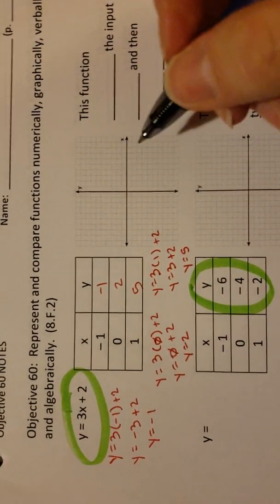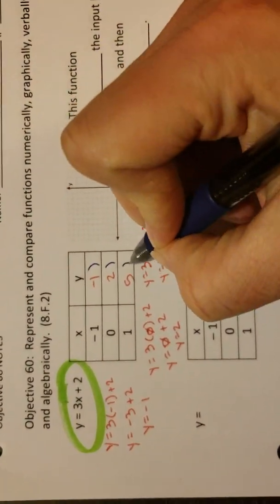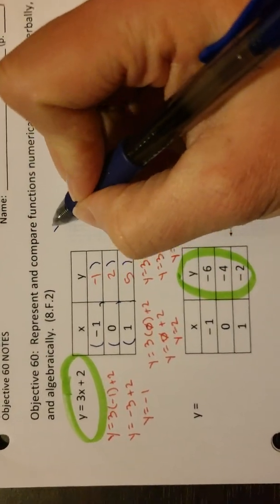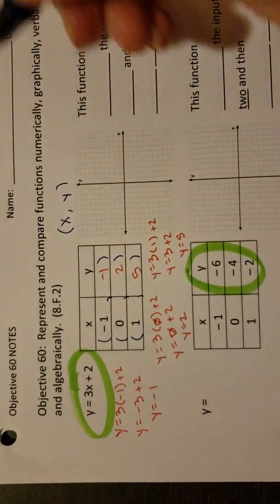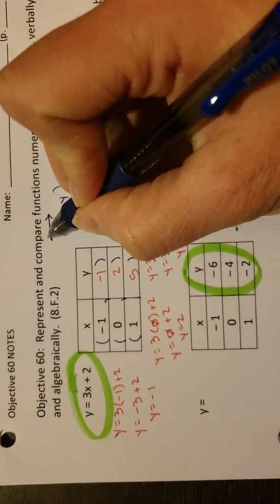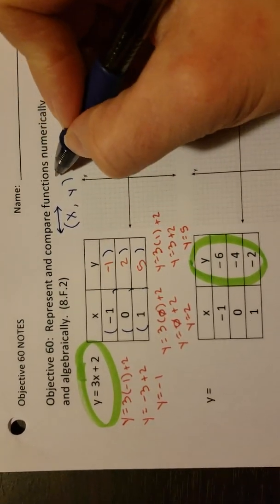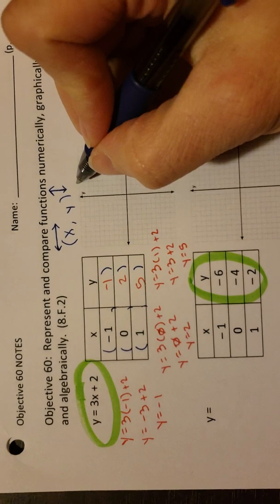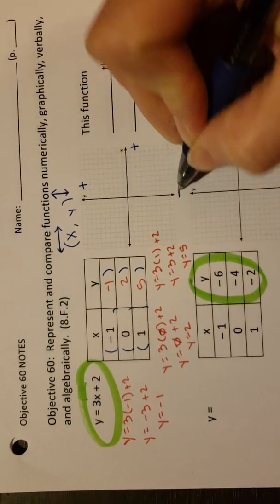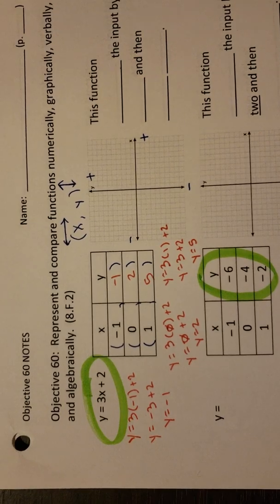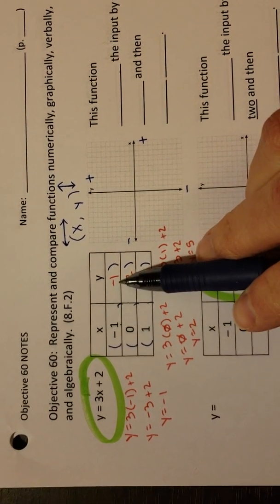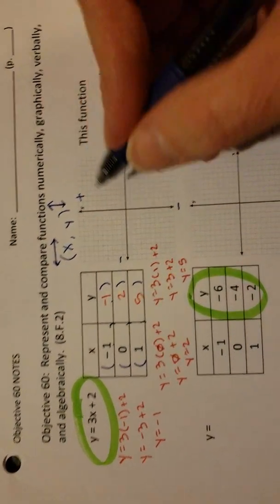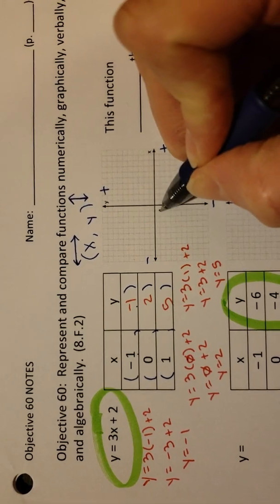We have a table, but this table is also a list of coordinates. Remember, a coordinate is made up of an x and a y. In a coordinate, the first number tells you the horizontal distance from the origin, and the y tells you the vertical distance from the origin. And of course, up is positive, right is positive, down is negative, left is negative. So if I have this point, negative 1, negative 1, that means from the origin, left 1, down 1.